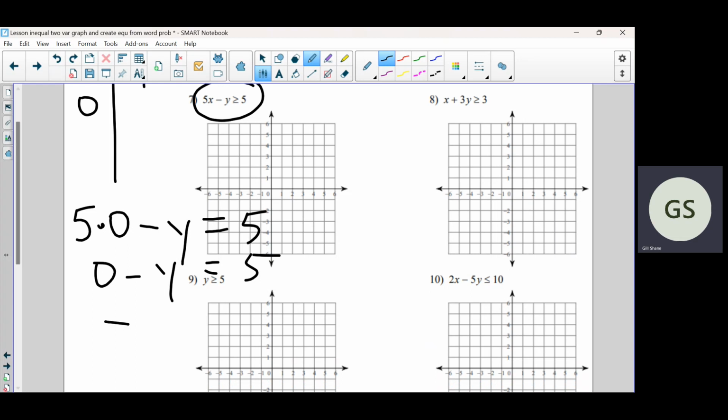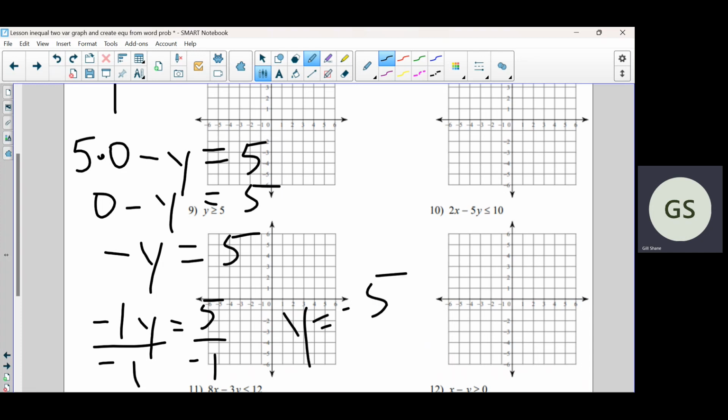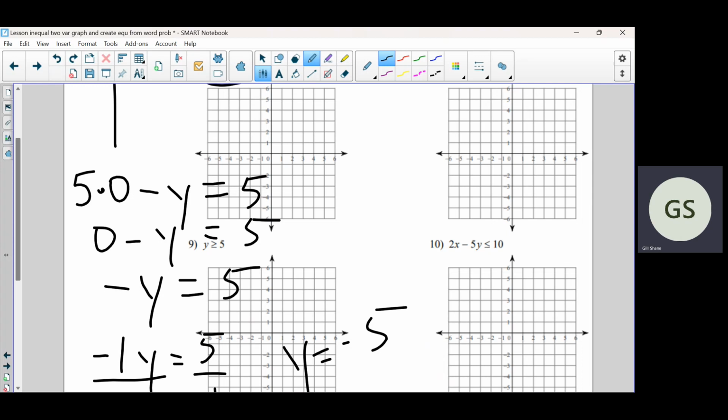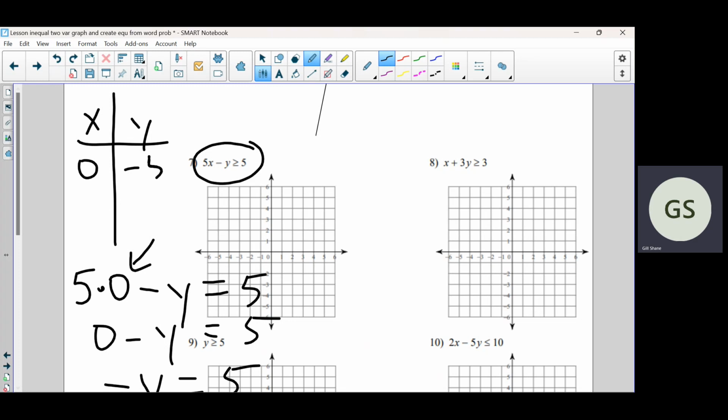So I have negative y. 0 subtract y is negative y equals 5. You remember, anytime we have a variable with no number, there's really a 1 there. So my last step is divide by that negative 1. So y would equal negative 5 when x was 0, because remember, we picked x of 0 right there. So when x is 0, y was negative 5. That's my first point that's going to be on this line.